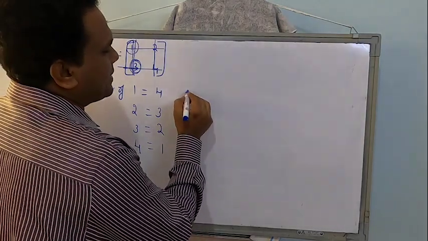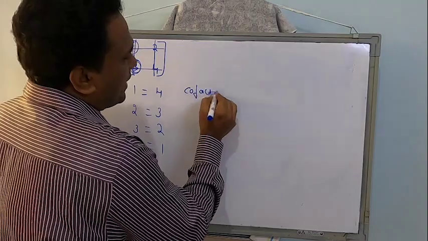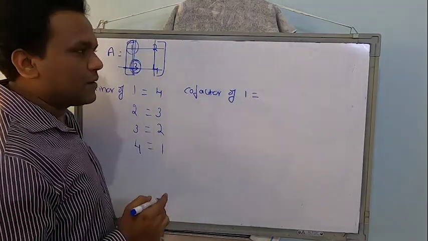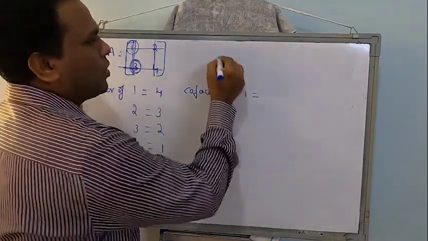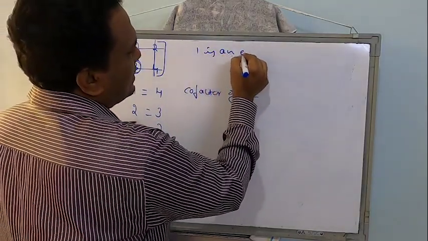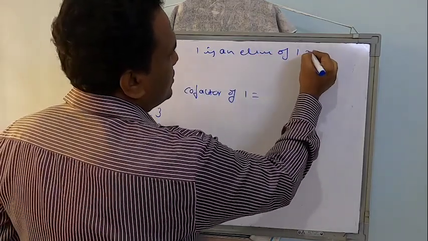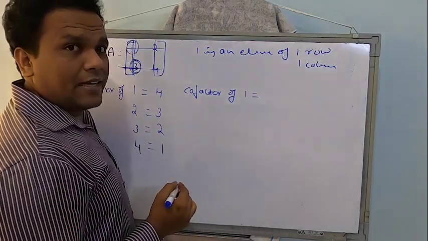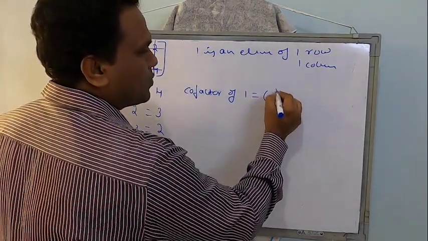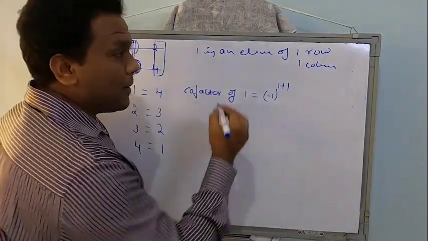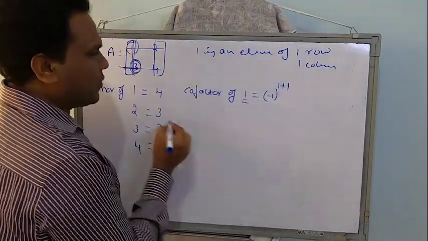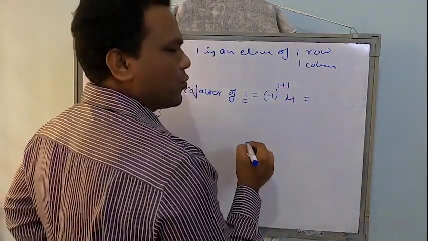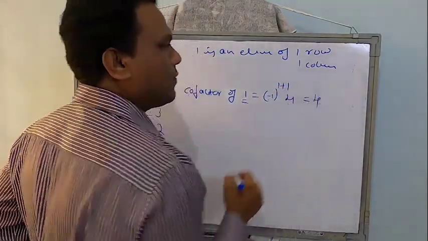Now, what I want to find exactly is the cofactor of the element 1. Okay. 1 is an element of first row, first column. Correct, right? So what is the value of i and j now? i and j are 1 and 1, so minus 1 to the power 1 plus 1 multiplied by the minor of the element 1. Minor of the element 1 is 4. Minus 1 power 2 will be plus 1, multiplied by 4 will be 4.